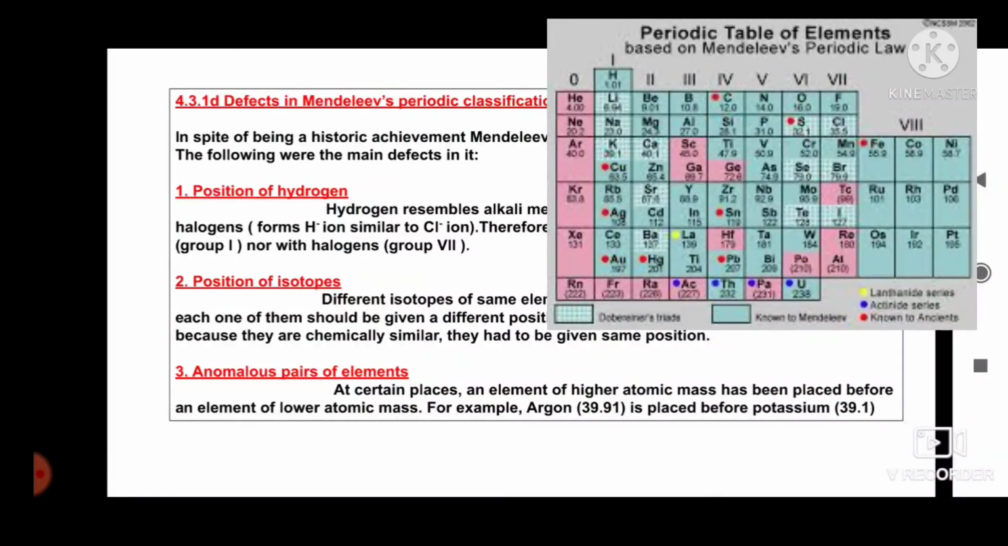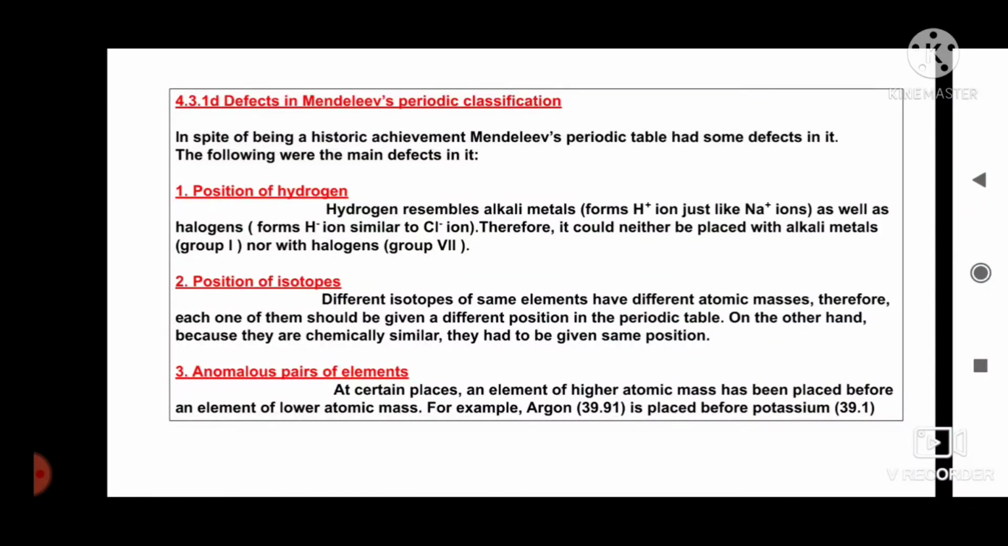Another demerit is the position of isotopes. Different isotopes of the same element have different atomic masses. Therefore, each one of them should be given a different position in the periodic table. On the other hand, because they are chemically similar, they had to be given the same position. And next is the anomalous behavior of elements.